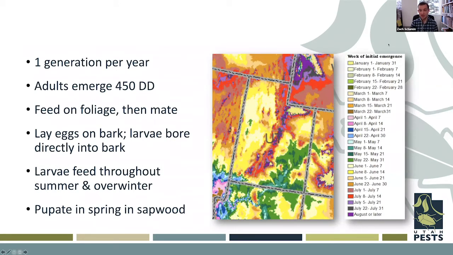So in Utah, or in this area at least, there's going to be 1 generation per year. Zach, a question came in. How large do the larvae get when they're mature?